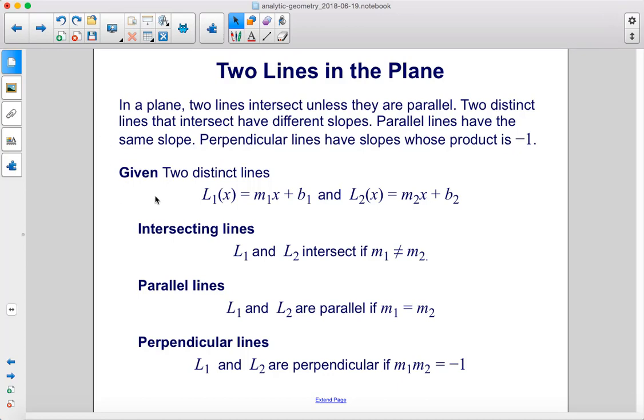So given two distinct lines where L1(x) = m1x + b1 and L2(x) = m2x + b2, intersecting lines L1 and L2 intersect if their slopes aren't the same, so m1 does not equal m2. Parallel lines L1 and L2 are parallel if m1 equals m2. And perpendicular lines L1 and L2 are perpendicular if m1 times m2 equals -1.